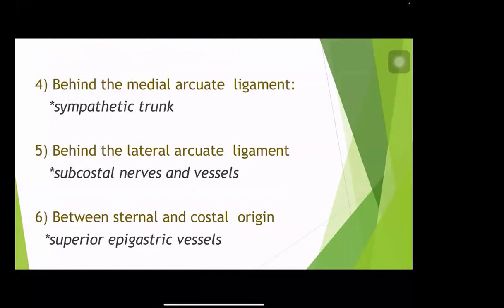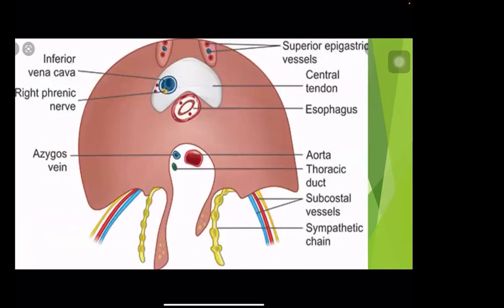The fourth is behind the medial arcuate ligament, where the sympathetic trunk passes, and behind the lateral arcuate ligament, where the subcostal nerve and vessels pass, and between the sternal and costal origins, where the superior epigastric vessels pass. This diagram demonstrates what I mentioned. First, this is the caval opening with the IVC, and this is the right phrenic nerve, which pierces the diaphragm at the level of T8. The second one, this is the esophagus, as we said, with the vagal trunks and branches from the left gastric vessels passing with the esophagus at the level of T10.